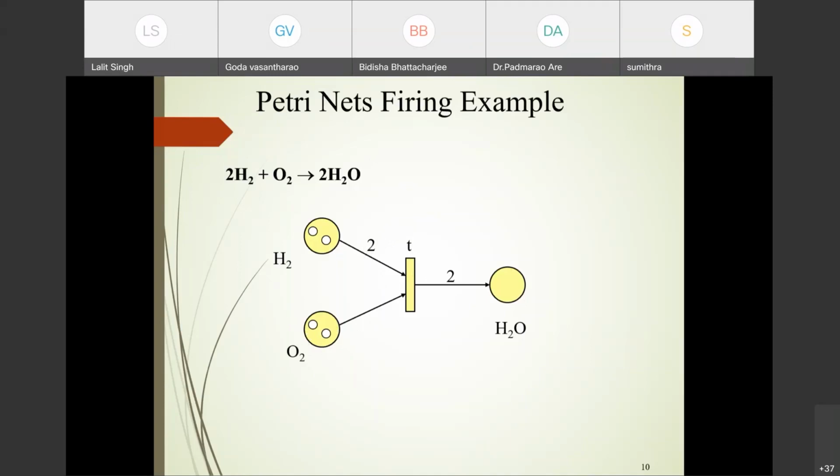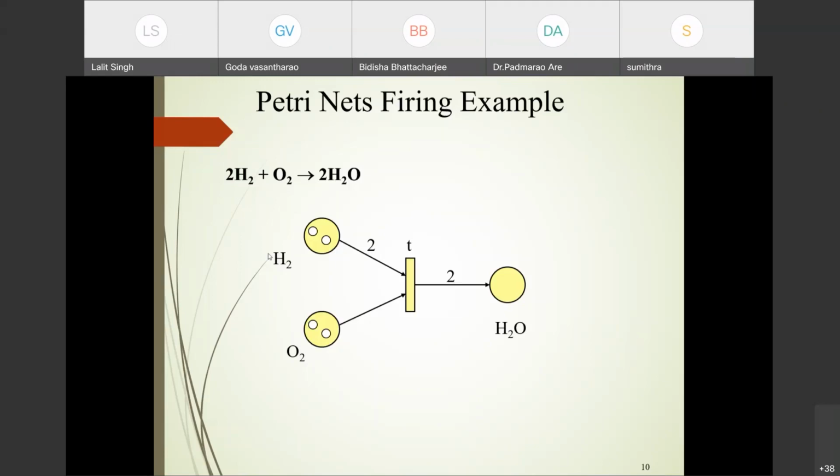For example, in this figure, the weight of the arc which is connecting hydrogen place and transition T is 2. And weight of the arc which is connecting oxygen place and transition T is 1. Because I have not assigned any weight, by default, it is treated as 1. Or otherwise, you can assign 1 as a numeric number. And the weight of the arc that is connecting transition T and water place is 2.